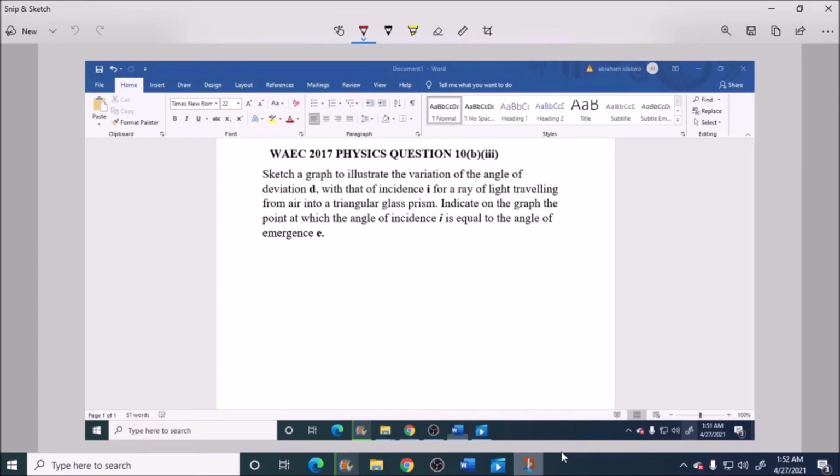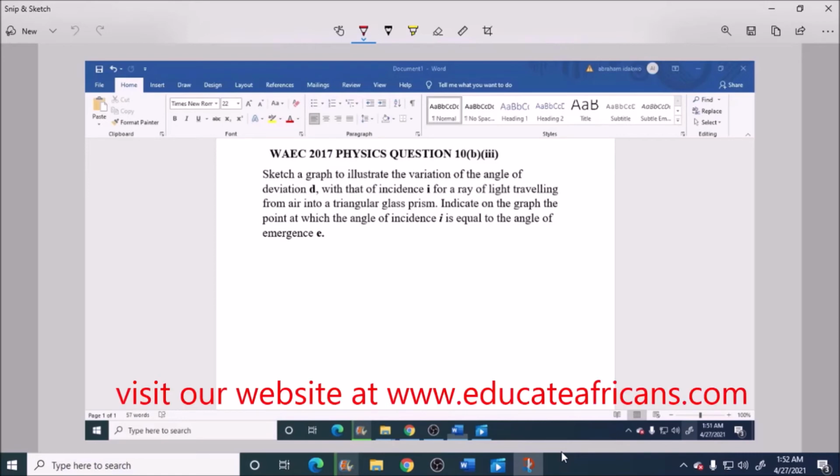Hello and welcome. Today I will be answering WAEC 2017 Physics question number 10B3. The question says to sketch a graph to illustrate the variation of the angle of deviation with that of incidence for a ray of light traveling from air into a triangular glass prism. Indicate on the graph the point at which the angle of incidence is equal to the angle of emergence.